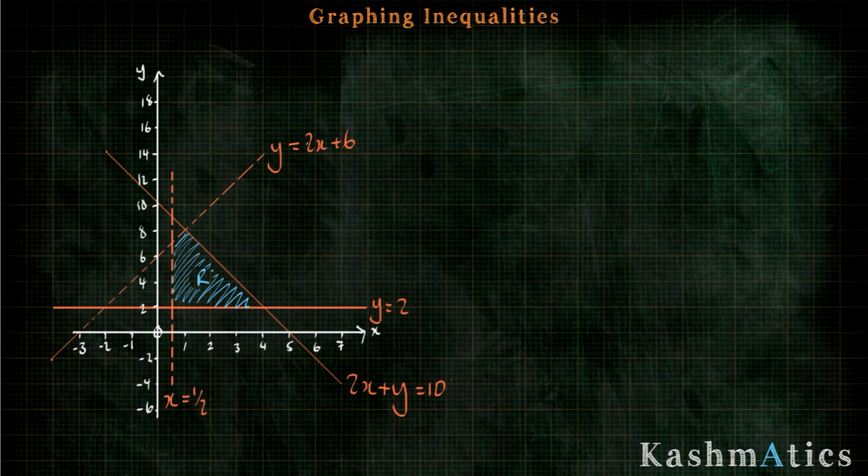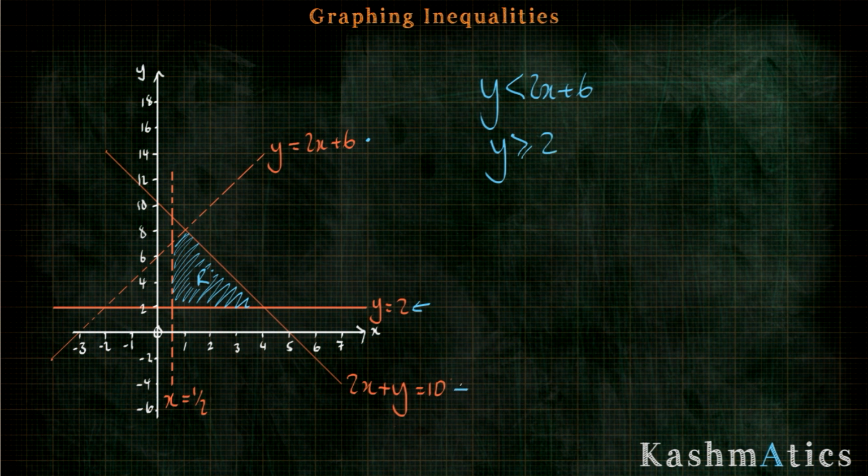So let's have a look. Let's start with this line over here. Now the region we want is below that line. So I'd say y is less than 2x plus 6, and that's because it's a dashed line. Let's go for this one next. It's above that line, so y is bigger than or equal to 2. That's because it's a solid line.